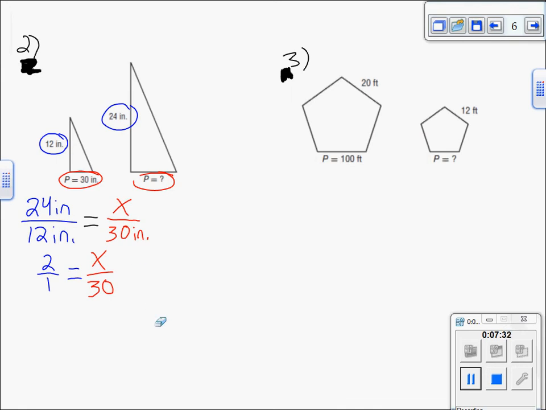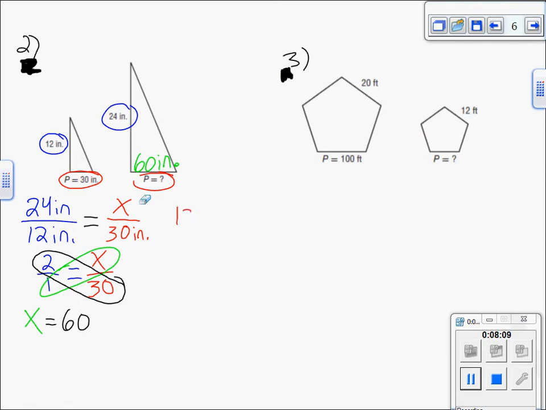So now we're going to use the cross product property on this one. So we're going to do 1 times x, which is just x. Then we're going to do 2 times 30. 2 times 30 is 60. So we have x equals 60, which actually in that case that's our answer. We're done, x equals 60. So simplifying it actually was our friend in this case. So that tells us x represented the perimeter of the big triangle. So that means the perimeter of the big triangle, meaning all the way around it, all those sides added together, is 60 inches. Now, if you had not simplified that, you would have just done 20.